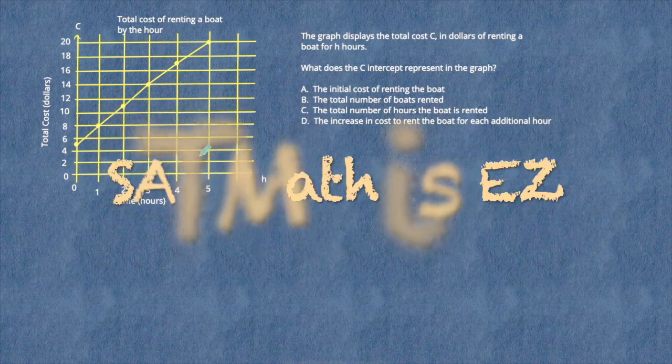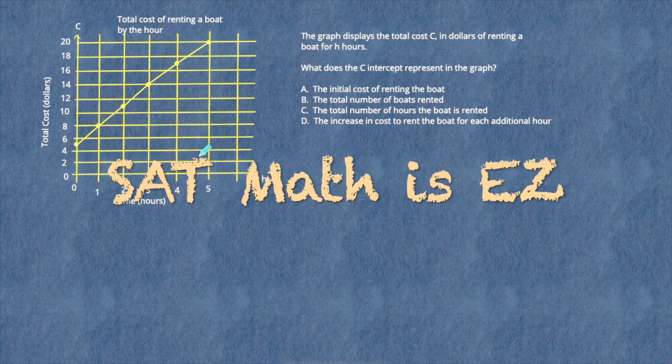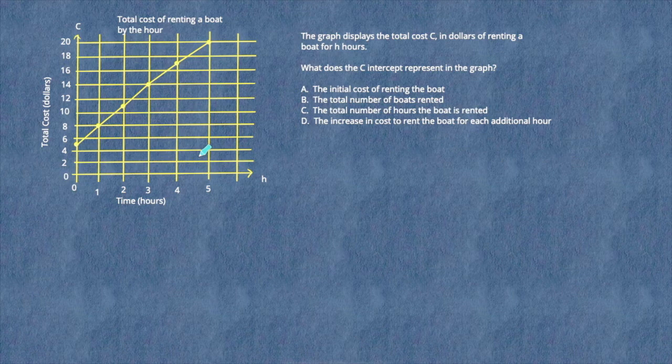Hello. In this video, we're going to see an algebra problem. Let us first read the problem. They've given a graph and it says the graph displays the total cost C in dollars of renting a boat for H hours. What does the C-intercept represent in the graph?